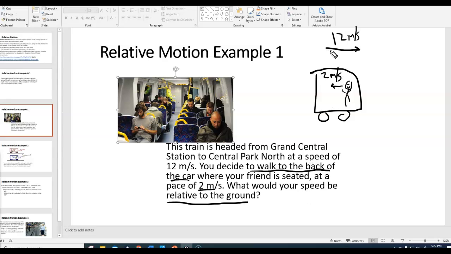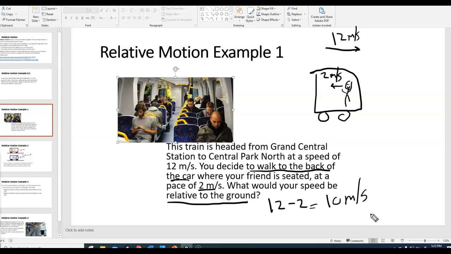Well, you're fighting against the motion of the car, right? The car is going 12 meters per second this way. You're going towards the back of the car. So I would say relative to the ground, your relative speed would be 12 minus 2, which is 10 meters per second. Okay. In other words, because you're fighting against the motion of the car, it looks like you're moving slower than you actually are.